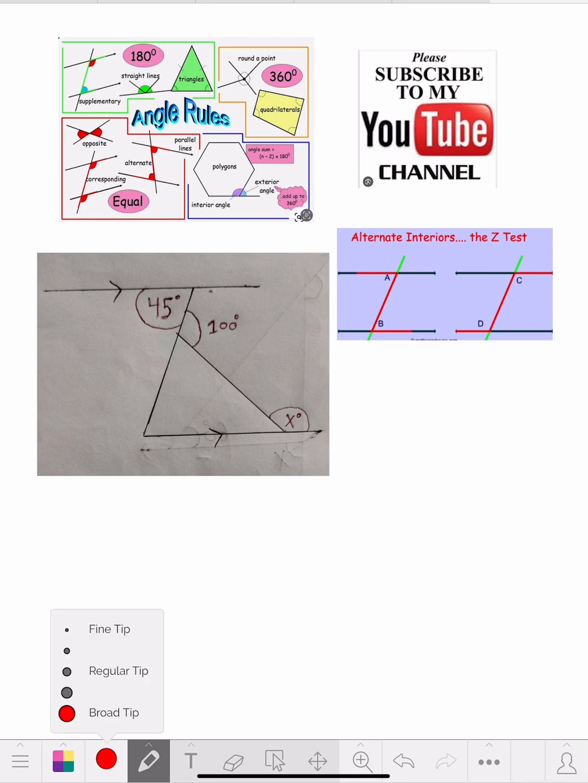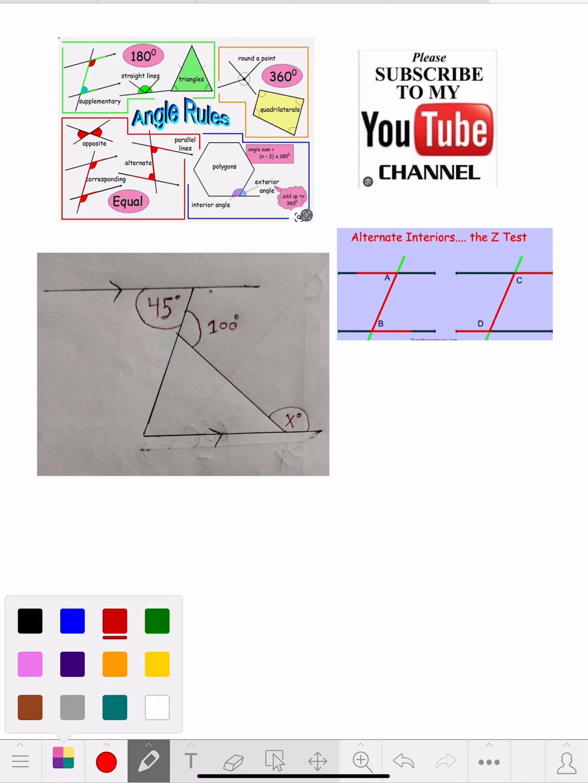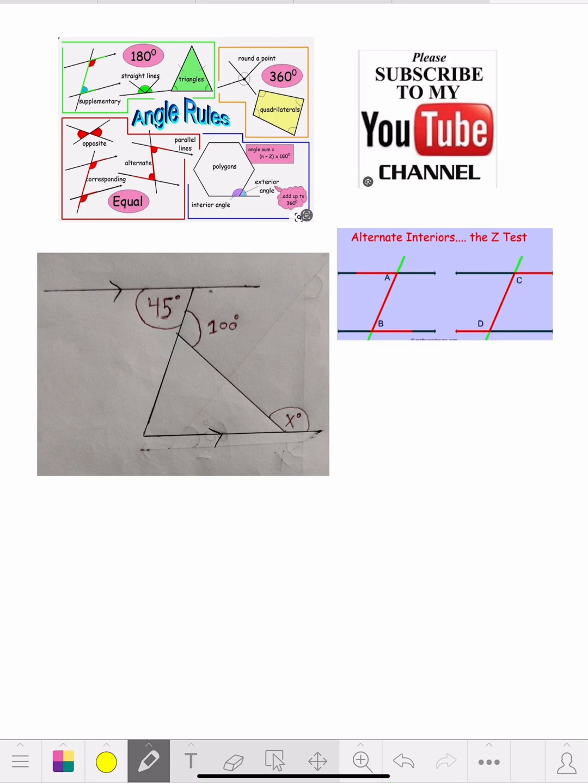Let me just change this from red to yellow. Okay, let's see if I can form this Z. Here's a Z right there. Now if you look at this, they gave you this one. See, it's right here. So they gave you this. This is what we're doing.